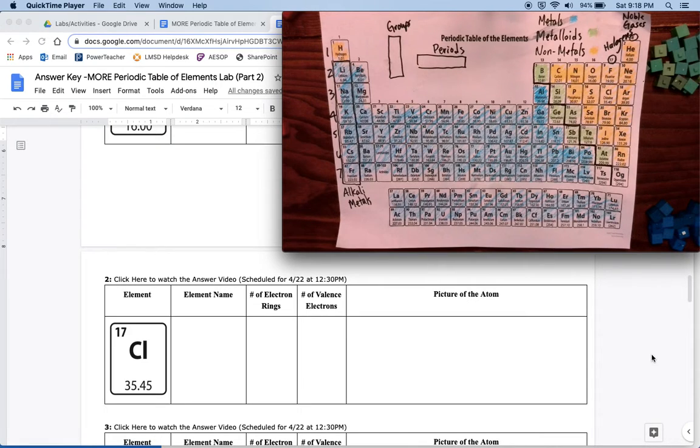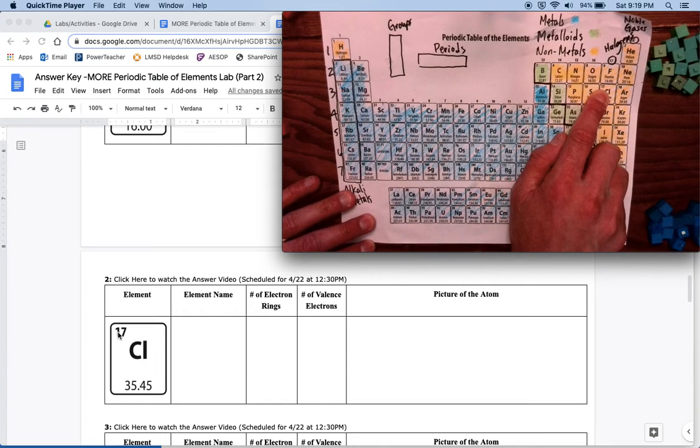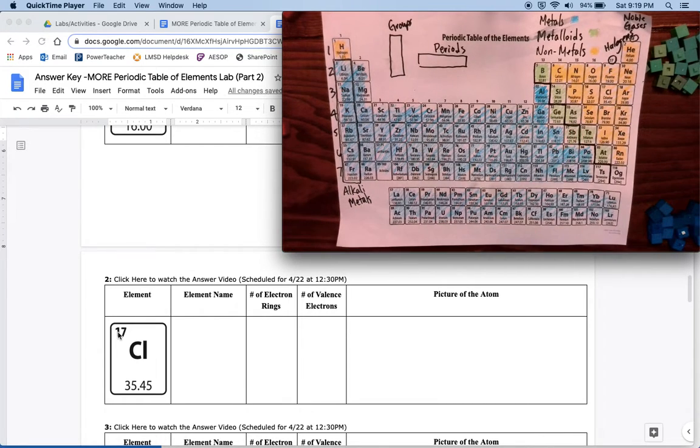All right, our next one is Cl. It's number 17. So if I look on the periodic table, number 17, that's chlorine, right, that I find here.